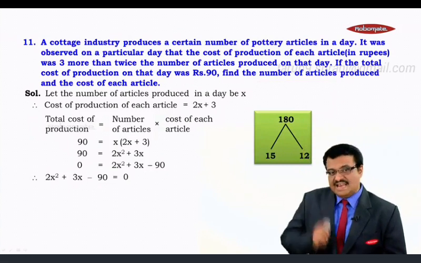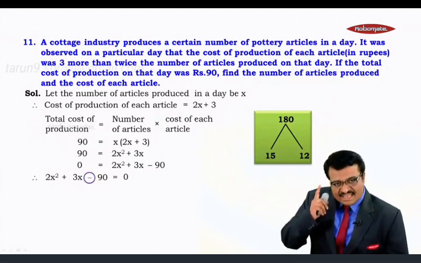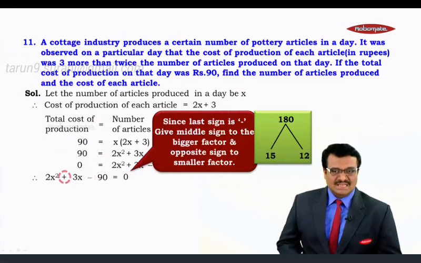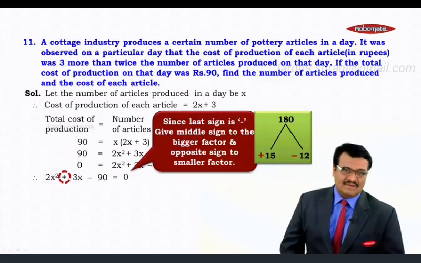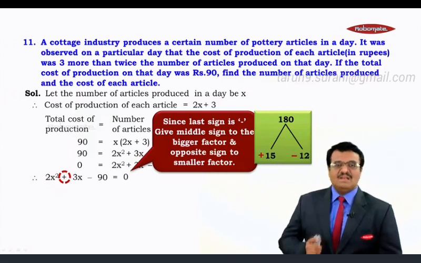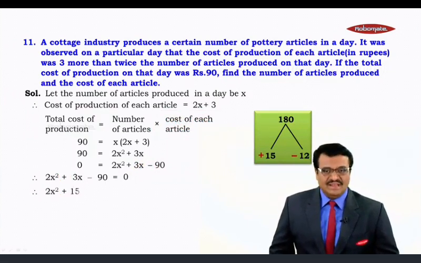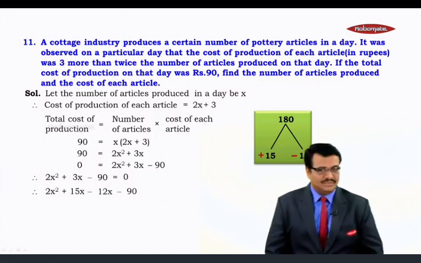Right? Now, sign has to be given to the factors. Now, what sign is to be given? Since the last sign is minus, give the middle sign to the bigger factor and opposite sign to the smaller factor. Middle sign is plus, goes to the bigger factor 15, and opposite sign minus goes to the smaller factor, which is 12. So, let us split the middle term and write it. So, what we get is 2x square, and the 3x is written as 15x minus 12x minus 90 is equals to 0, right?